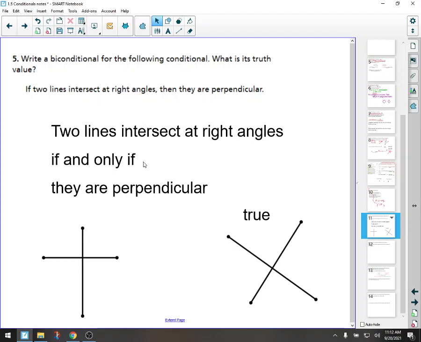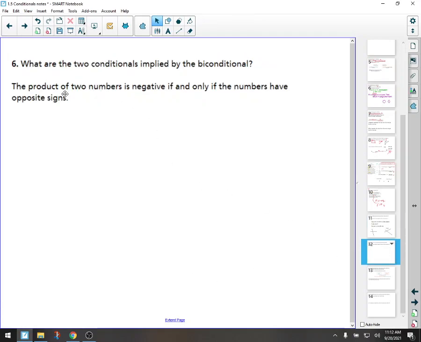If either one of these is false, what happens to the other one? So if two lines intersect, let's say they don't intersect at a right angle. If two lines don't intersect at a right angle, then they are not perpendicular. Cool. So if one fails, the other one fails too. Let's say these two lines are not perpendicular here. Then they don't intersect at right angles. So you can read it top to bottom and they affect each other. They're inseparably linked.